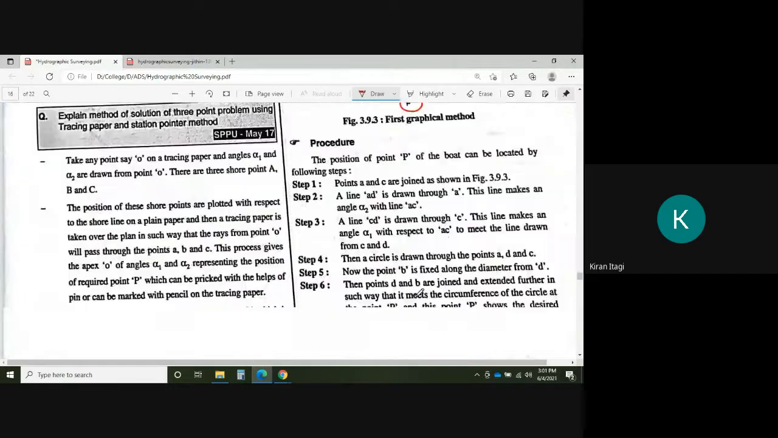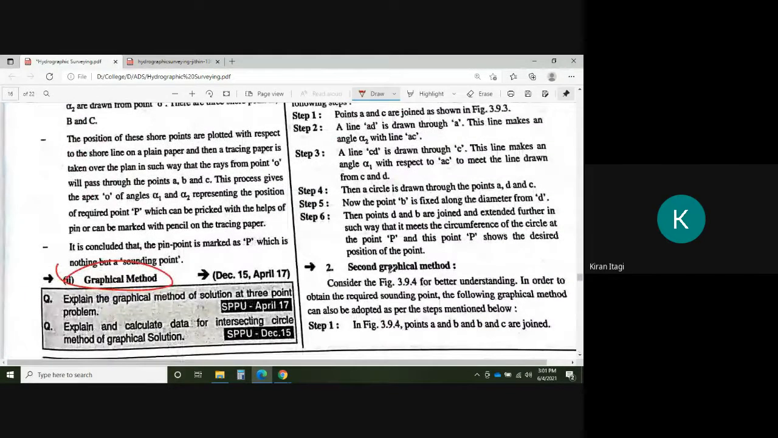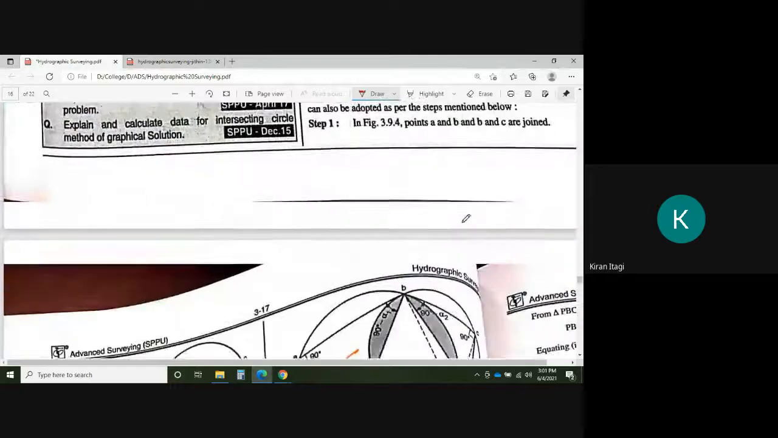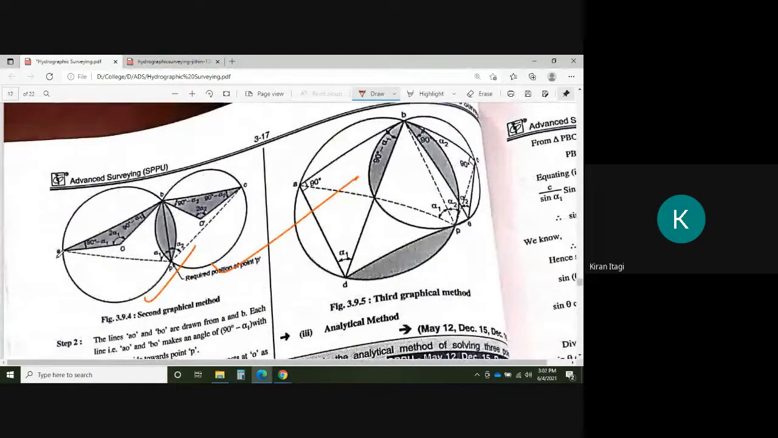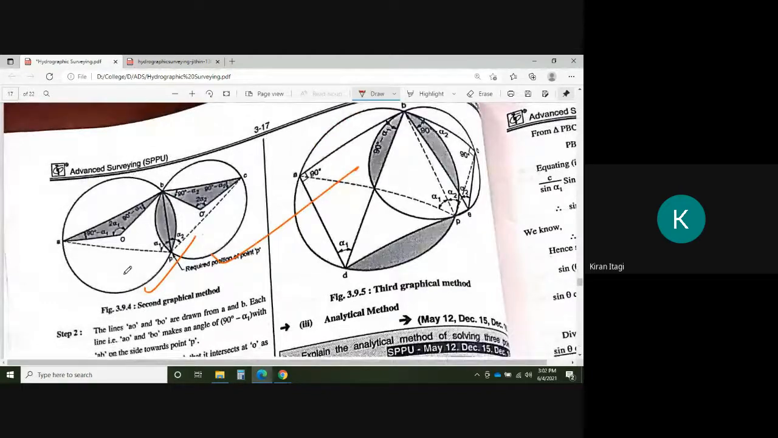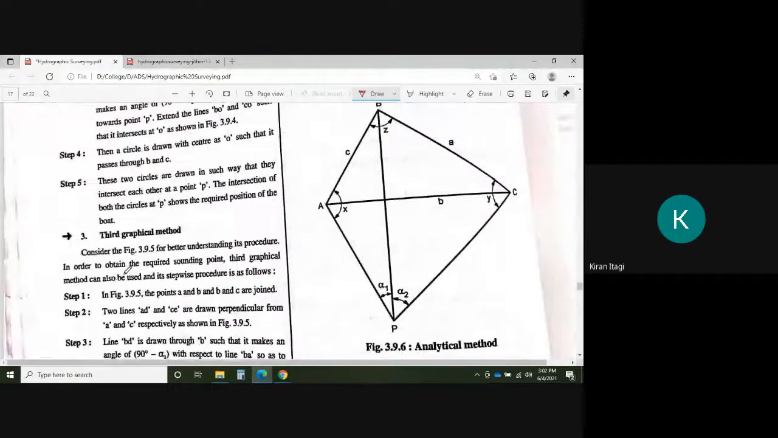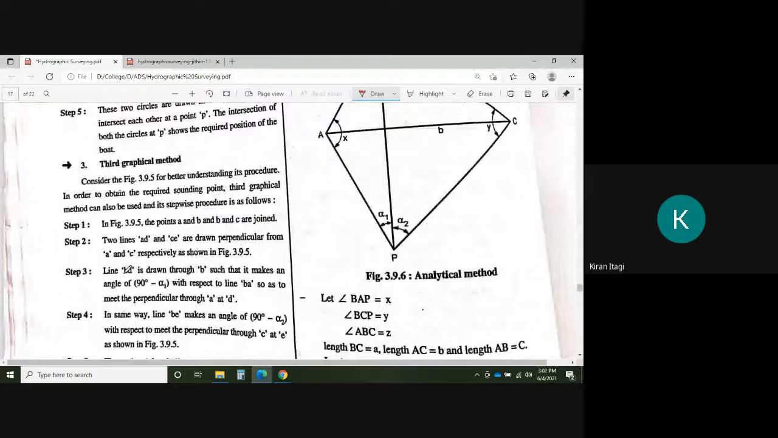Okay. Next we have the second graphical method. It is also a little bit complicated. If you want, you can go through it, and if you want to understand this, I will explain it. And we have a third graphical method.